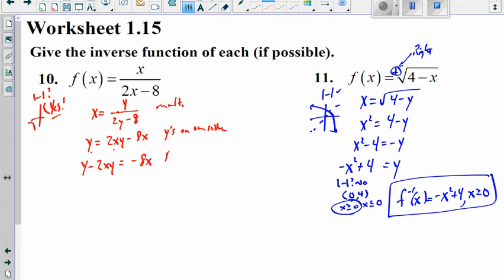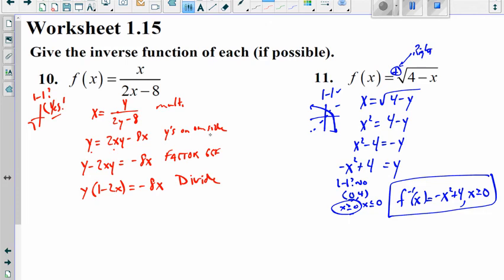Because now what we can do is factor. Factor out a y, that's a GCF. Just the y part, even if there's more. That would leave us 1 minus 2x, since we took the y's from each one out, equals negative 8x. And that allows us to divide.